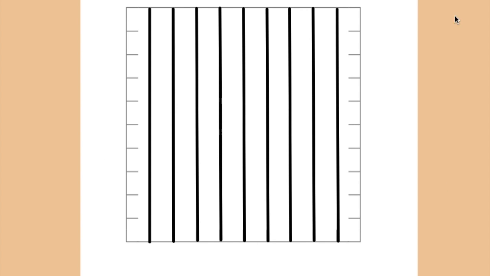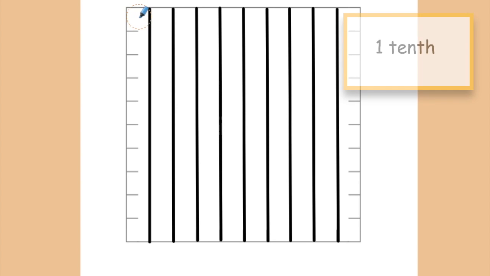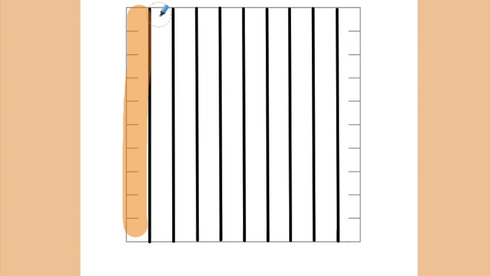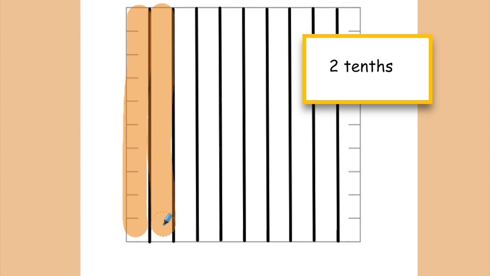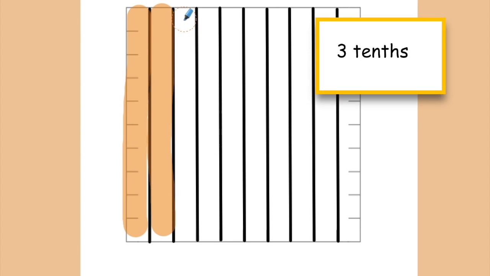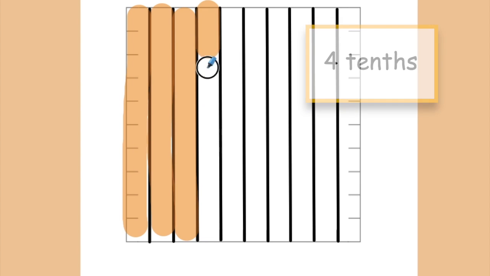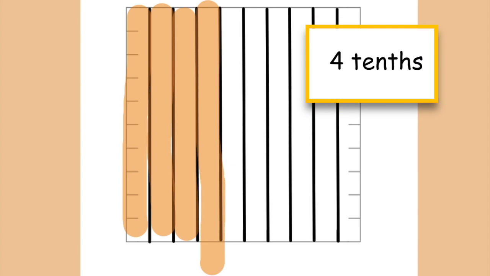Now let's think back to the square as it was before we added our horizontal lines. It looked like this. We had used the color orange to show 1/10 being colored in. 1/10, 2/10, 3/10, 4/10, and so on and so forth.